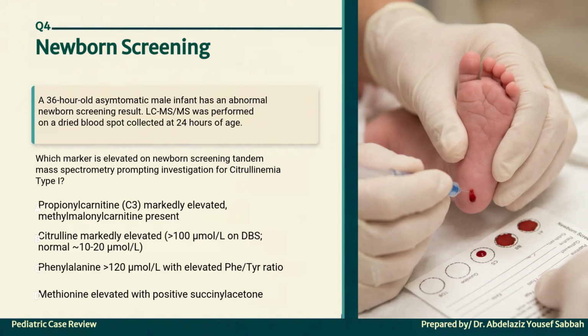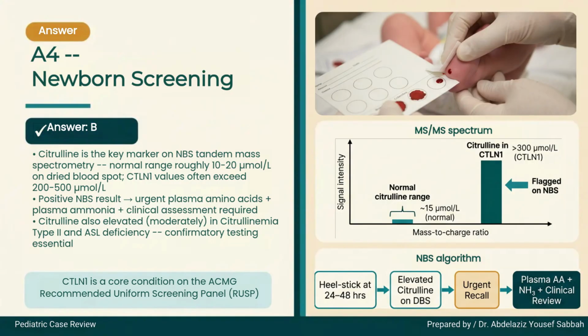Option A, propionyl carnitine markedly elevated with methylmalonyl carnitine present. Option B, citrulline markedly elevated above 100 micromoles per liter on dried blood spot, where normal is roughly 10 to 20. Option C, phenylalanine above 120 micromoles per liter with an elevated phenylalanine to tyrosine ratio. Option D, methionine elevated with positive succinyl acetone. The correct answer is option B, markedly elevated citrulline.